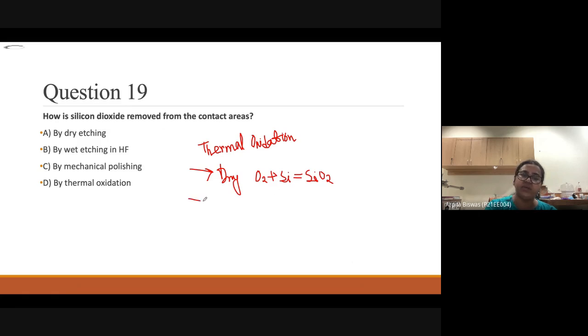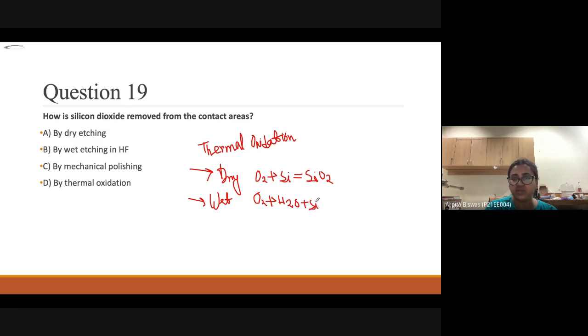And what about the wet oxidation process? In the wet oxidation process they use oxygen and also water vapor, H2O. That's why it is called the wet oxidation process. Then it reacts with the silicon and prepares silicon dioxide.